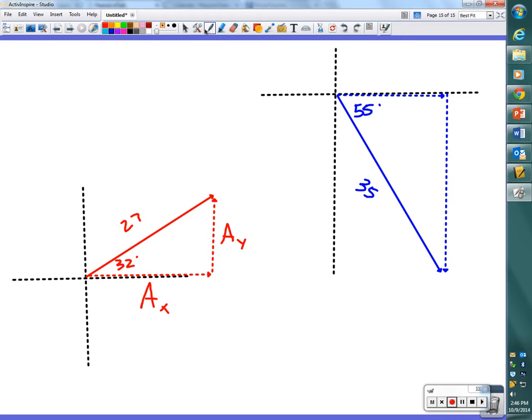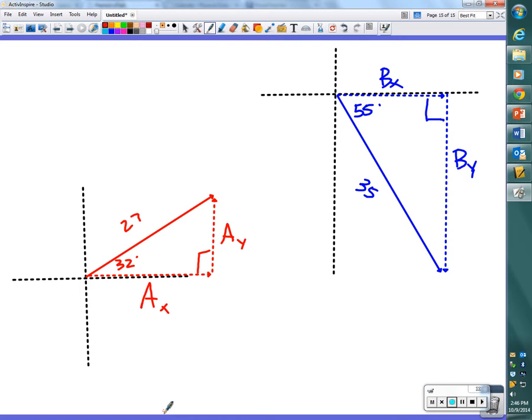And I will label this one B sub X and B sub Y. We learned in section 4.1 what has to be true about our two component vectors. How are they oriented in relation to each other? They are perpendicular to each other. So this has to be a right angle, and this has to be a right angle.